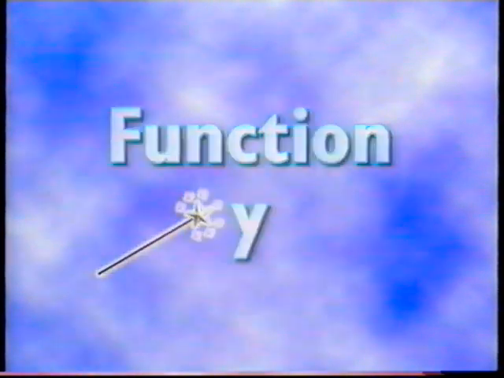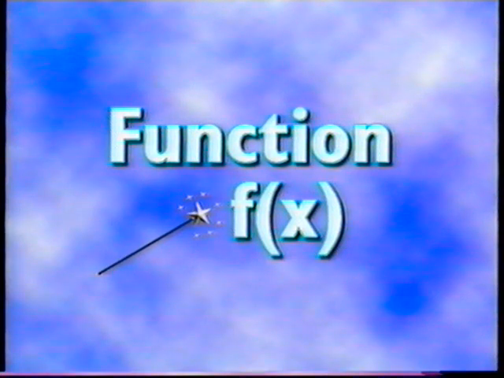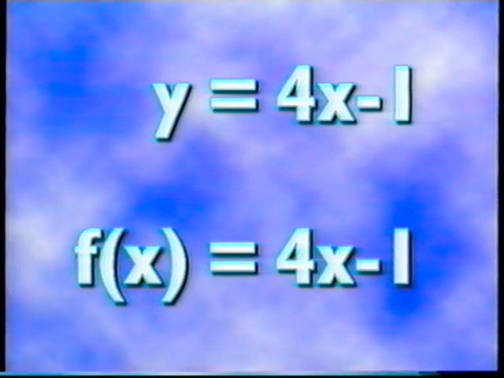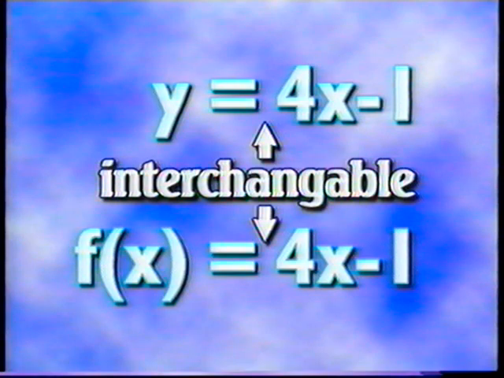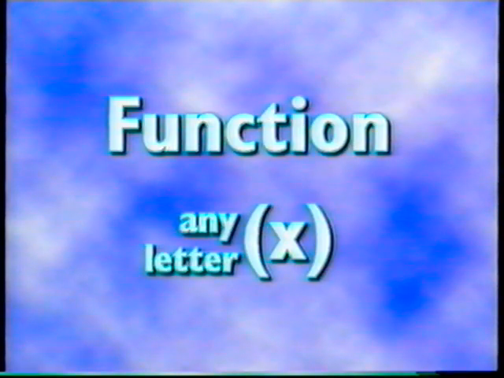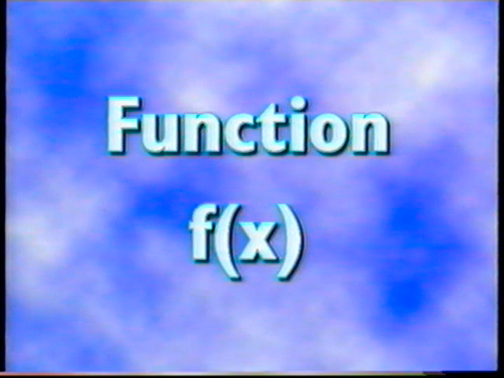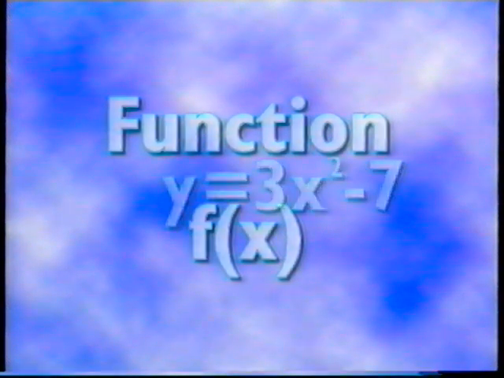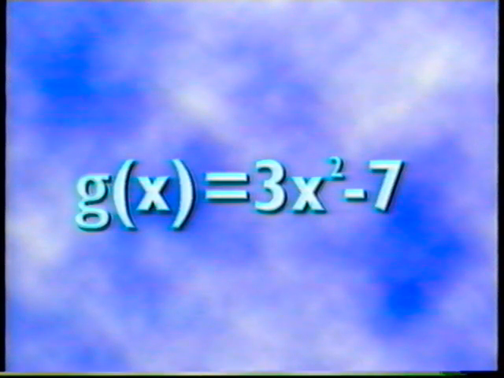Sometimes, to emphasize the fact that you're dealing with a function, the letter y is replaced by f of x, shorthand for a function of x. So the equations y equals 4x minus 1 and f of x equals 4x minus 1 are really interchangeable in most cases. Also, any other letter can be used in place of f. For example, you could see the equation y equals 3x squared minus 7 expressed as g of x equals 3x squared minus 7. There are different kinds of functions, grouped into various categories. One main category is polynomials.